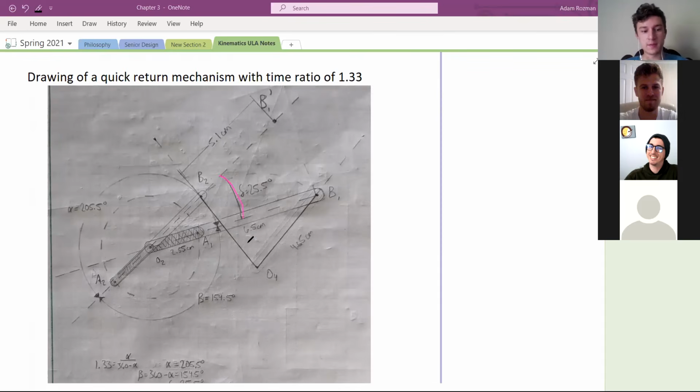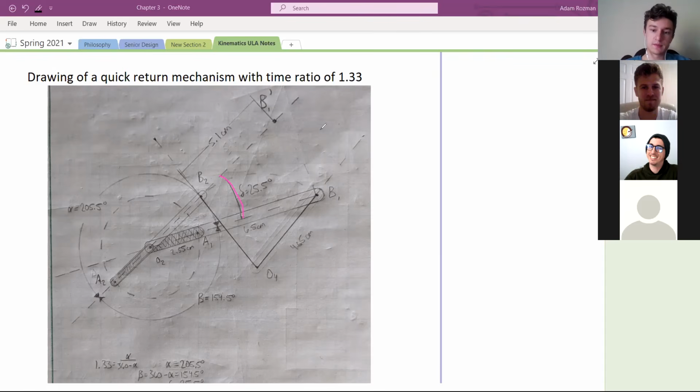Your alpha and your beta are kind of interchangeable, as long as, because the motion is going to be the same unless you need to know its quick return, like advancing or returning. And then that again depends on which direction your crank is rotating in.